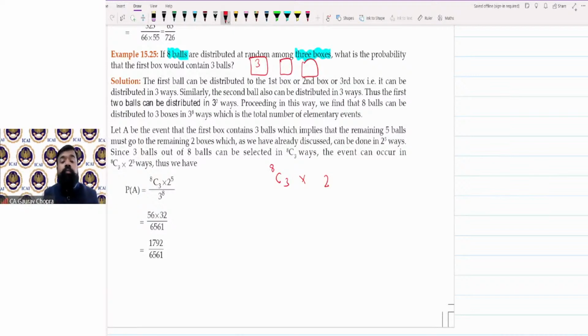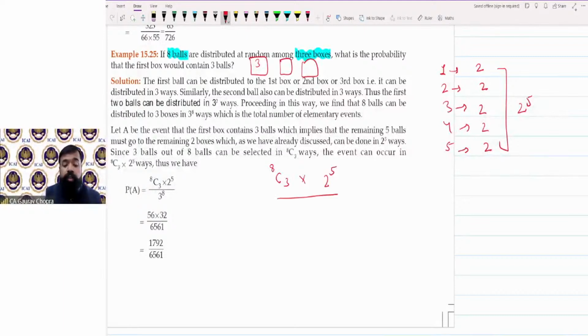So in how many ways can these 5 balls be arranged in the 2 boxes? The first ball has 2 options, either box 2 or box 3. The second ball again has 2 options, box 2 or box 3. Similarly, third, fourth, and fifth. Every ball has 2 options. Therefore, on multiplying, we get 2 to the power of 5. Whole divided by the total number of outcomes.